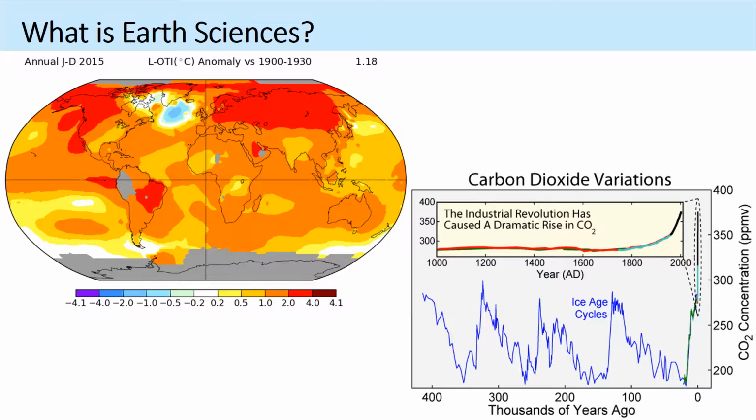And this warmth is caused by our anthropogenic emissions of CO2. Over on this side we've got a graph of the carbon dioxide concentration in the atmosphere. This is 400,000 years ago.